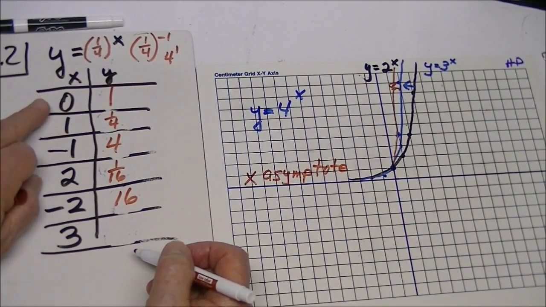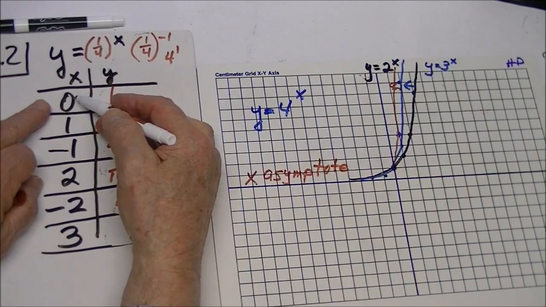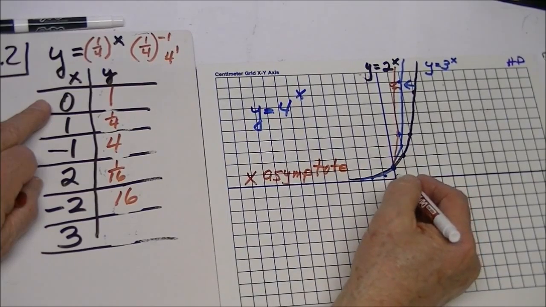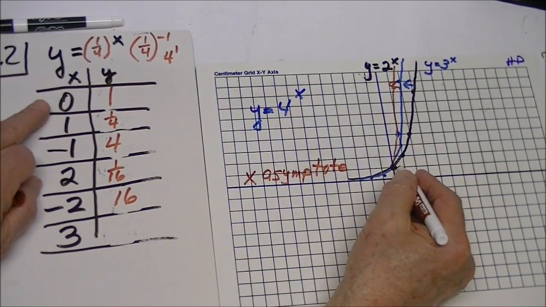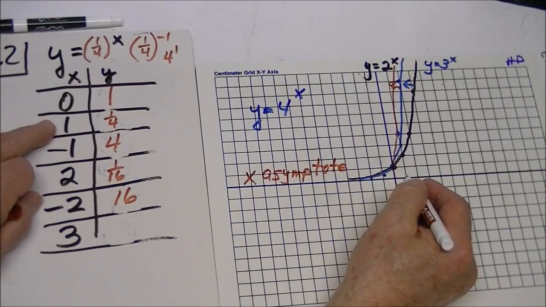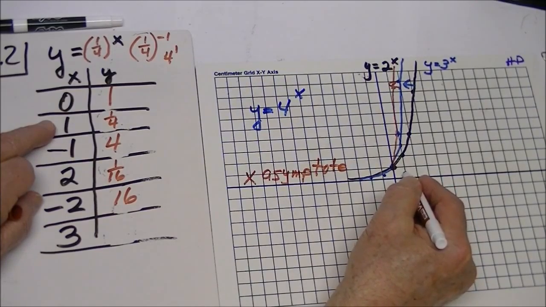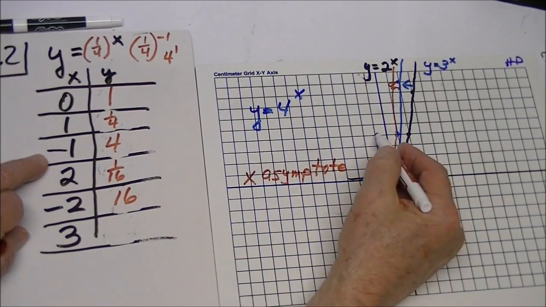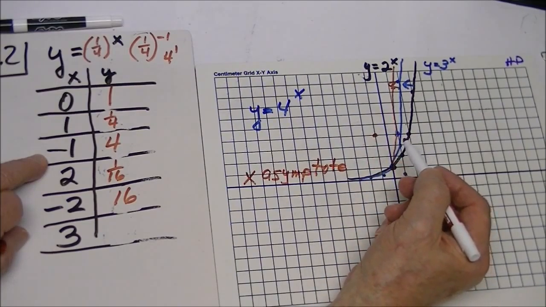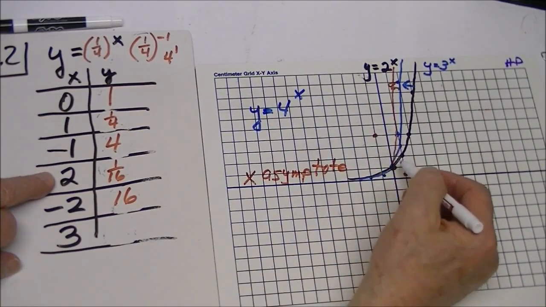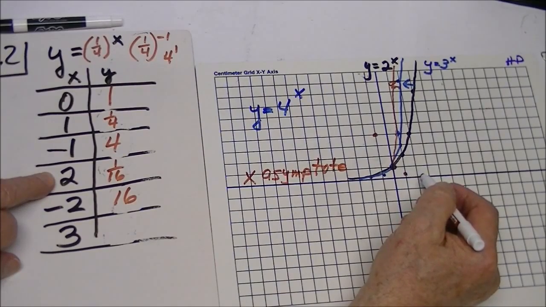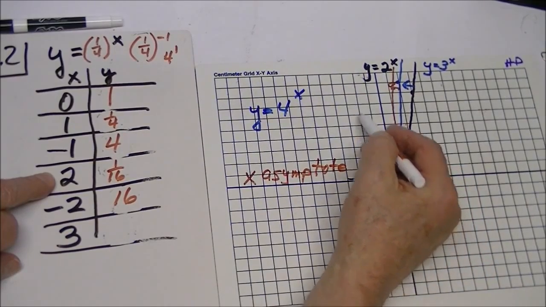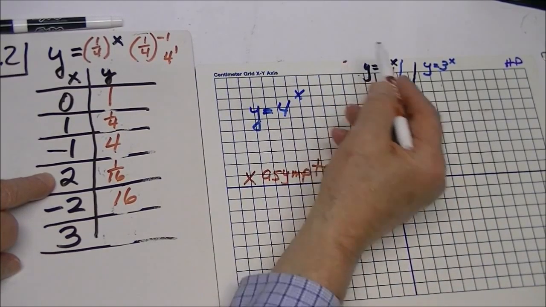Now, if x is 0, y is going to be 1. So it's, again, all of these go right here. But now if it's 1, it's 1/4, so it goes over there. If it's negative 1, it's actually 4. So up over on this side now. If x is 2, it's 1/16, so very close. And then now this goes up to a 16 up there somewhere.